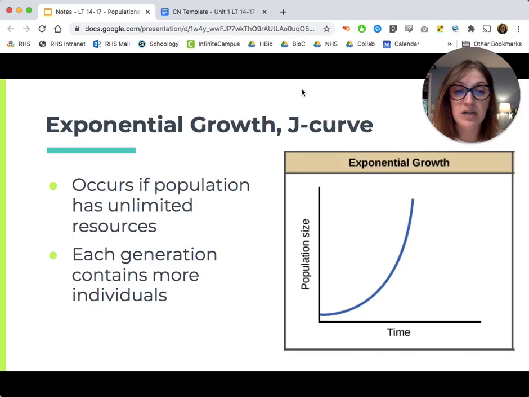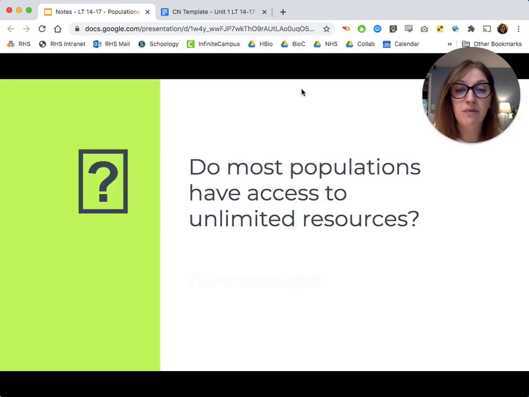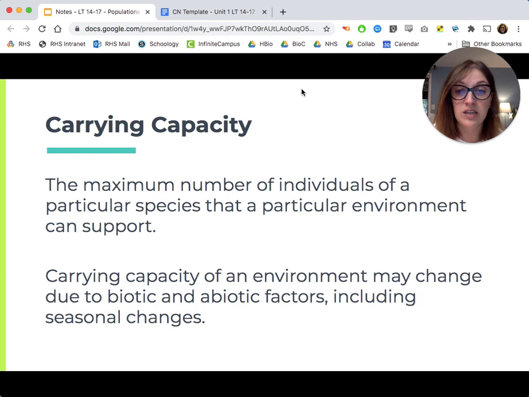So most species do not experience exponential growth long term. And so what that type of graph is called is a logistic growth curve, which we'll be coming to in a minute. So let's talk about carrying capacity first.